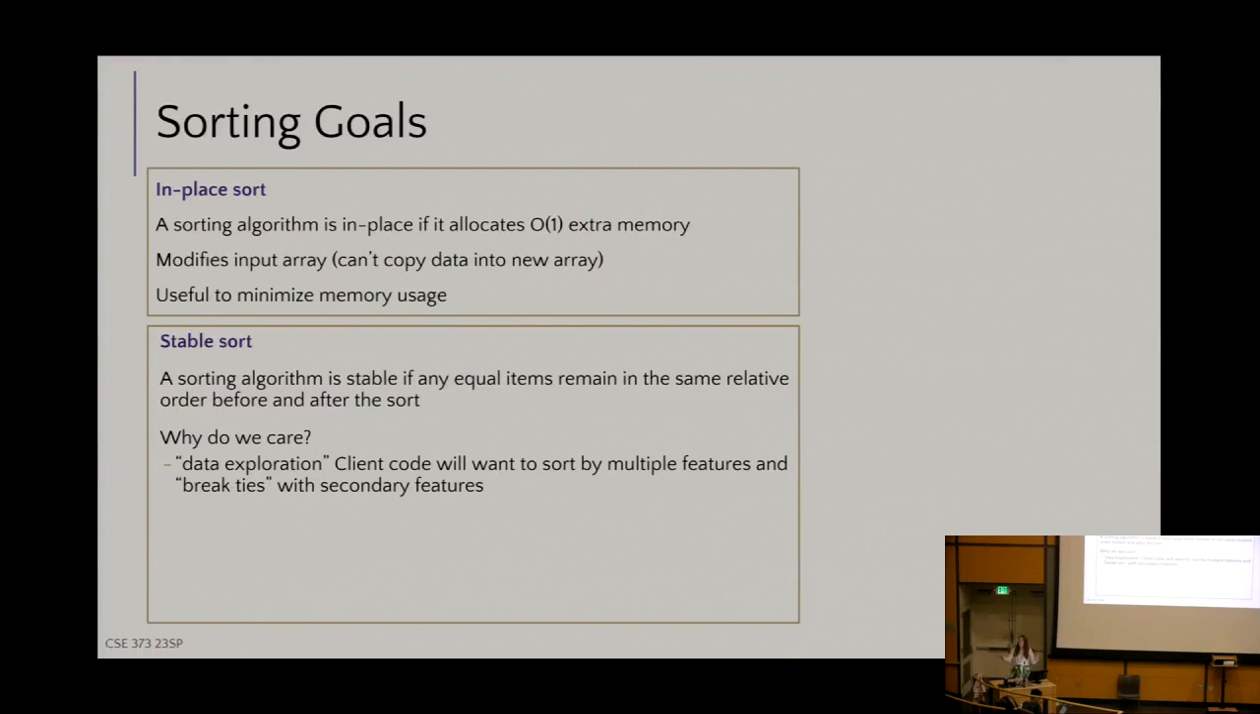Okay, stability. This one's a little fuzzier than in place. So a sorting algorithm is stable if any equal items remain in the same relative order after the sort as before the sort started. The reason this matters is because you might sort on one aspect of an object first and then sort on a different aspect of the object second. An incredibly relevant example.